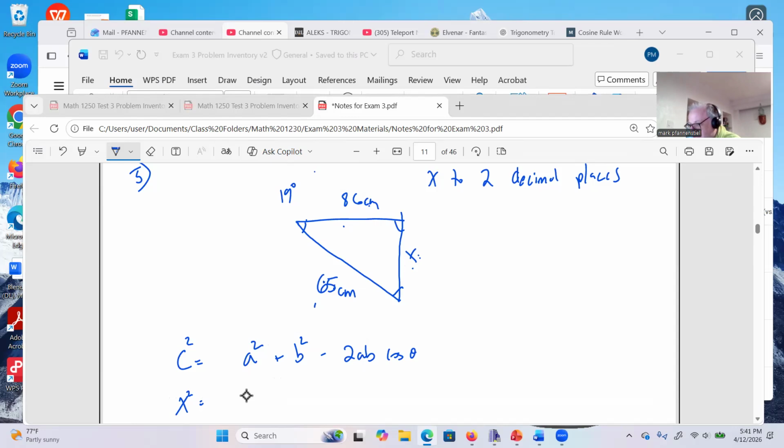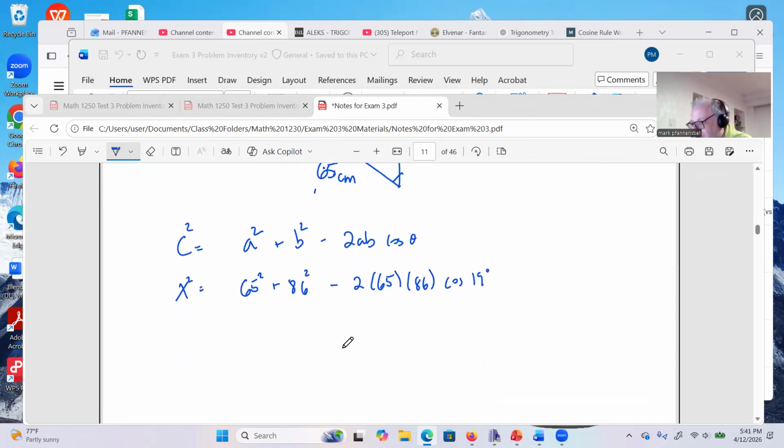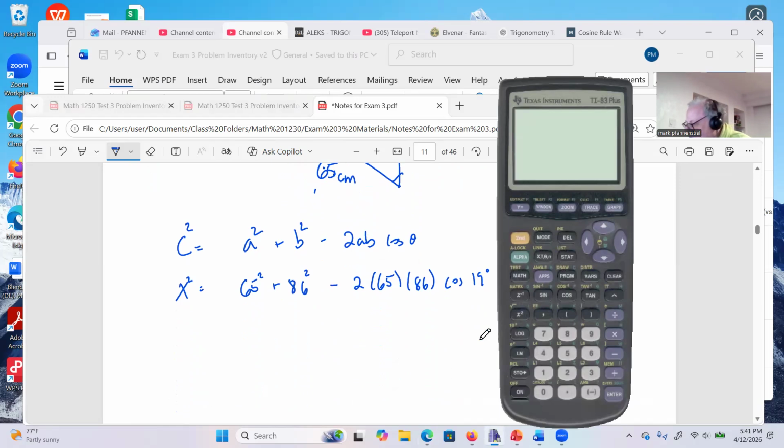So we're just going to say this is 65 squared plus 86 squared minus 2 times 65 times 86 times the cosine of 19 degrees. All right, so we have to go ahead and sort this out. So we'll just figure this out.